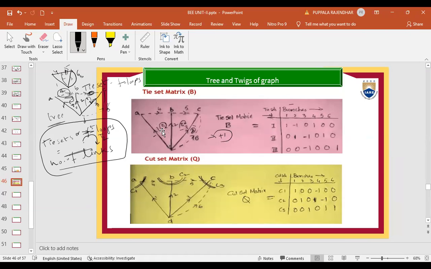I'm writing the matrix here. Tie set 1, right? Tie set 2 and tie set 3. This is branch 1, branches 1, 2, 3, 4 and 5.